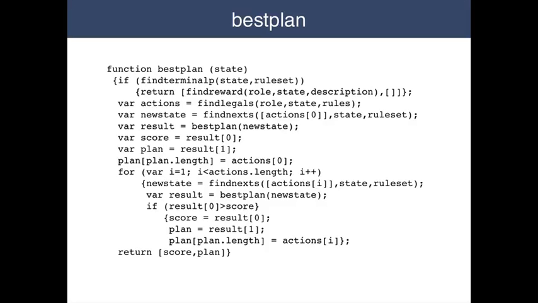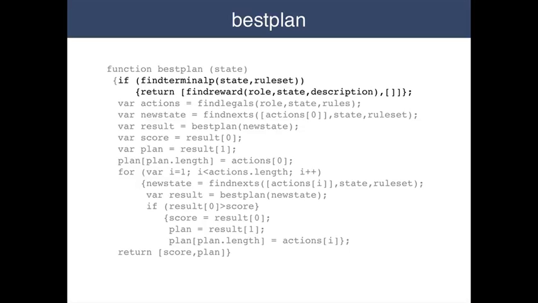Okay, so the workhorse of this is clearly the bestplan subroutine. Not surprisingly, it's analogous to max score. It takes a state as argument, but instead of returning a simple score, it returns a pair consisting of a score and a plan to achieve that score. All right, let's see how this works. As in max score, the first step is to check whether the state is terminal. If so, then the procedure simply computes the player's reward for that state and returns that score paired with an empty plan, that is, an empty list of actions.